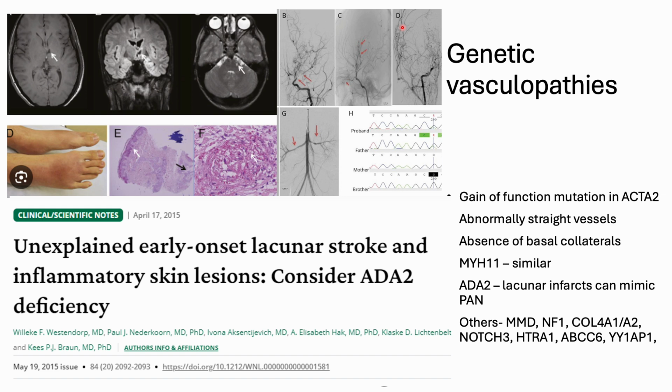Another type of genetic arteriopathy, which is very interesting, is ELN. So ELN encodes for elastin, and abnormal elastin causes smooth muscle proliferation. It can have a slightly different course to Moyamoya disease with a poorer response to the revascularization process. You can also have MYH11 mutations, which can develop a similar radiological appearance to Moyamoya with formations of basal collaterals later down the line. Some other genetic conditions which are associated with vasculopathies include NF1, COL4A1 and COL4A2, NOTCH3, and ABCC6.